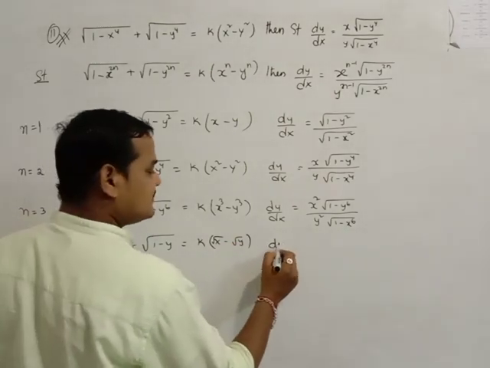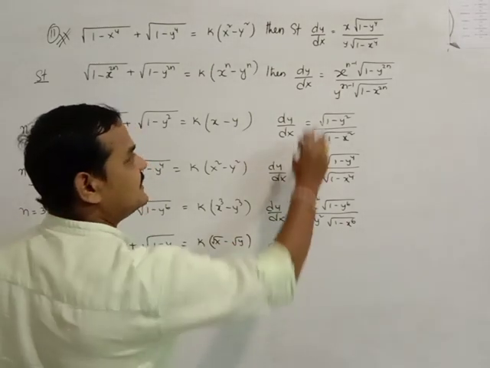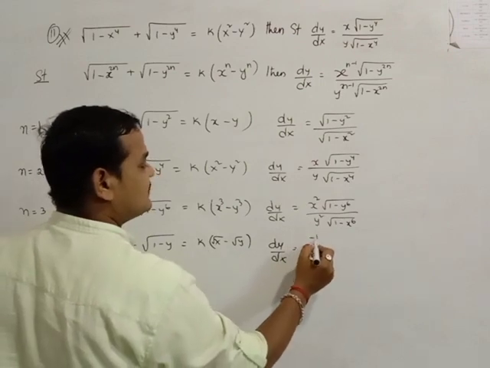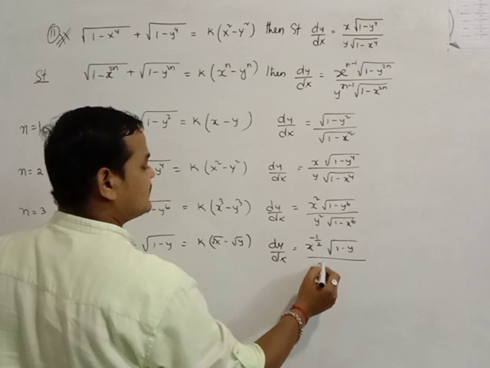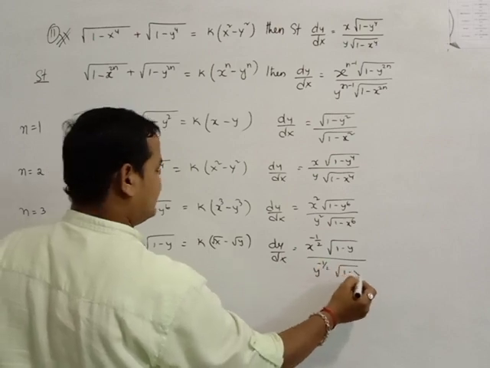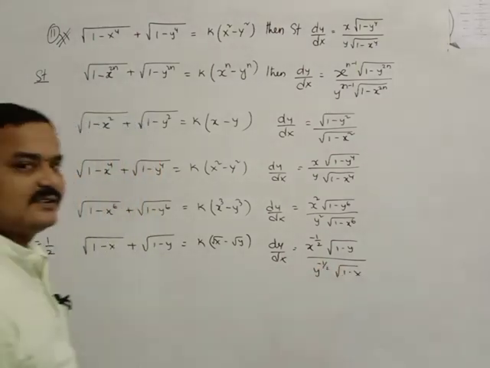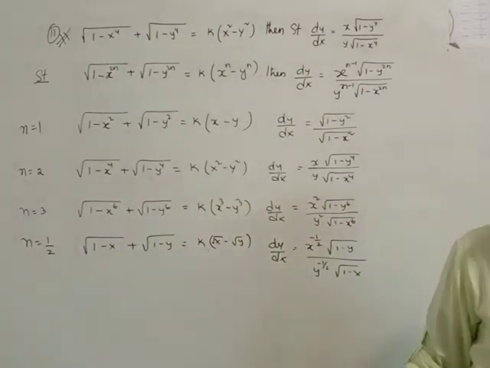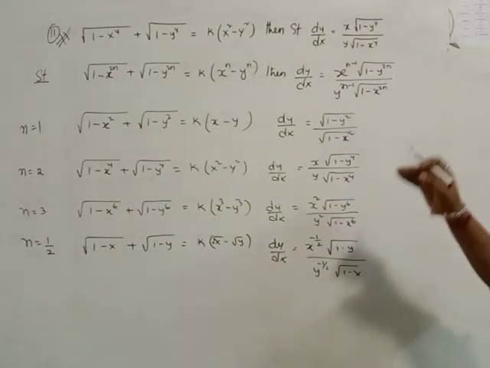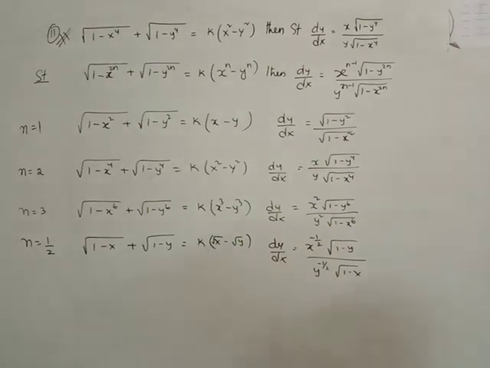Then dy by dx, what is the term? You take that 1 by 2 means x power of minus 1 by 2 into root over 1 minus y by y power of minus 1 by 2 into root over 1 minus x. Like that, if you can take the values, but always take that n is a positive value. You can take any positive values, then these types of questions are coming.